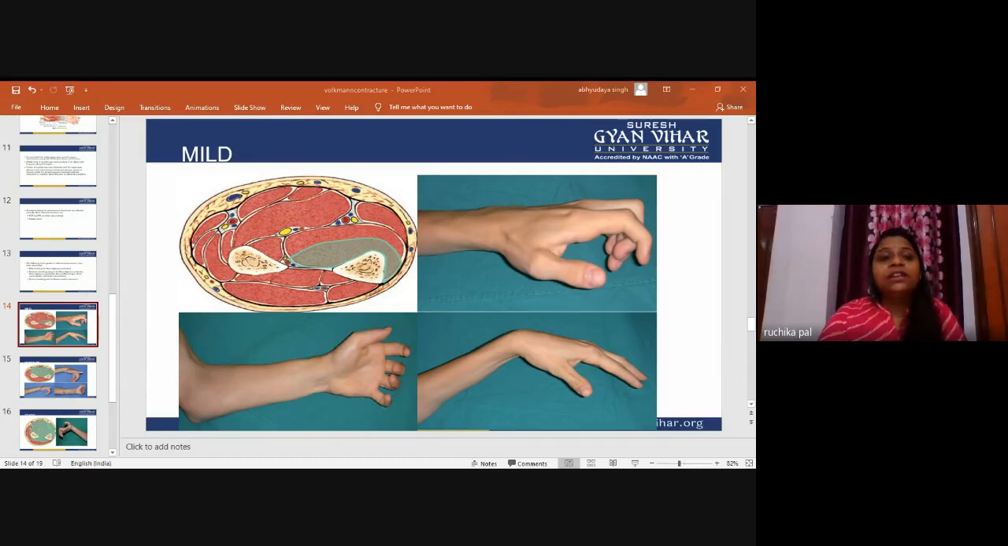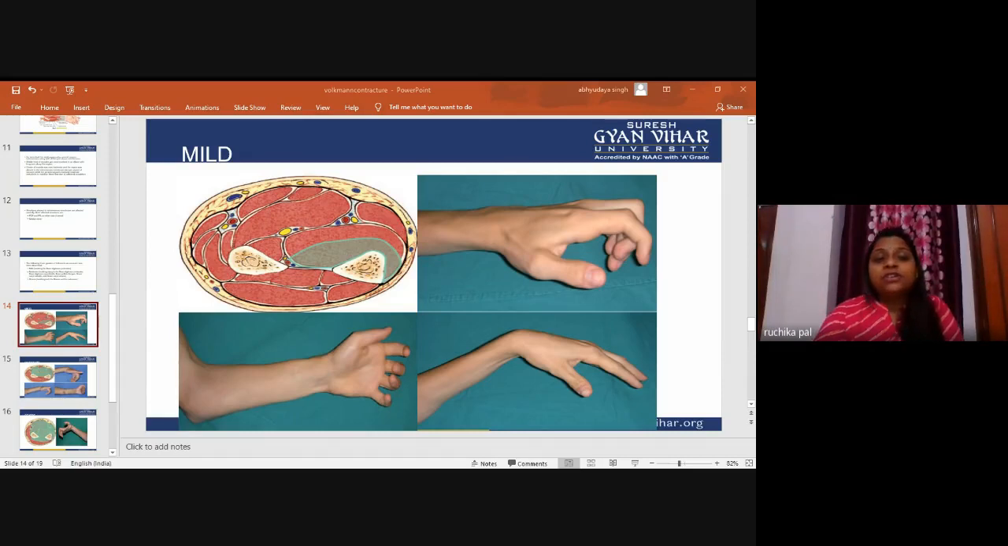So we have the differential diagnosis also. In the differential diagnosis, there is only one thing, that is pseudo Volkmann's contracture. Pseudo means false, and it has the symptoms, but it doesn't include the compression. Of the 5 P signs and symptoms, we get 3 P's, that is pain, pallor, and paralysis. So we cannot diagnose it as Volkmann's contracture, but we can go for pseudo Volkmann's contracture.